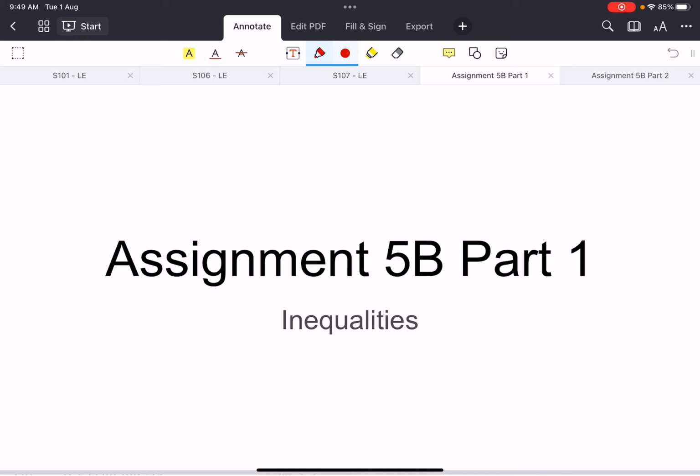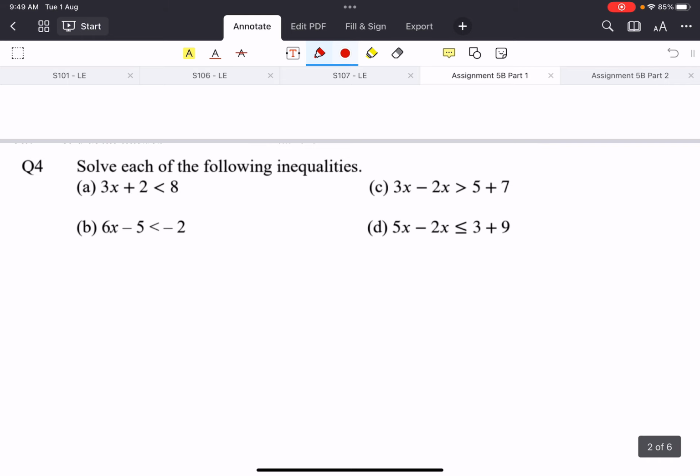So here is the first question, question 4. There are 4 parts here. You're supposed to solve each of the following inequalities, right? As mentioned in class many times, when we handle inequalities, they work like equations with the exception that when we multiply or divide by a negative number, the direction of the inequality actually changes, right? That's what we need to pay special attention to. Otherwise, it will be quite straightforward.